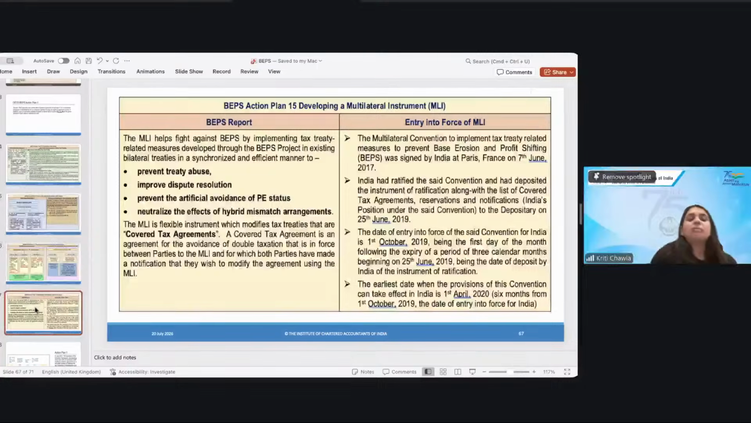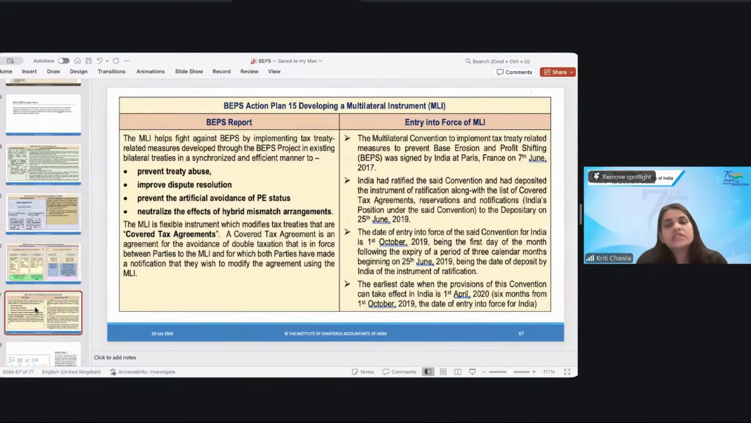Now, the next action plan that we have is Action Plan 15, where they say that you should develop something called a multilateral instrument. Now, what is a multilateral instrument? Well, what the MLI does is actually help us fight BEPS by implementing tax treaty related measures which have been developed through BEPS in existing bilateral tax treaties in a synchronized and efficient manner.